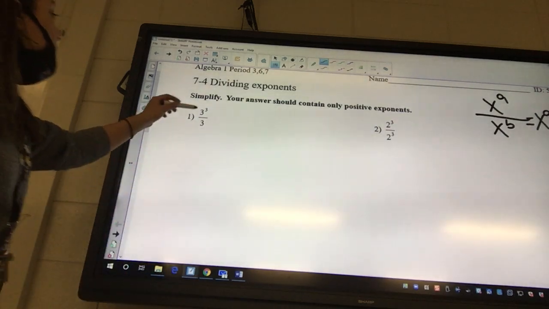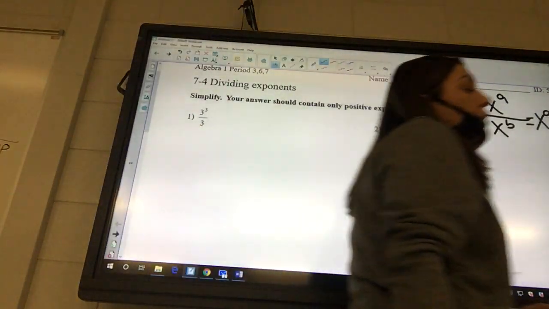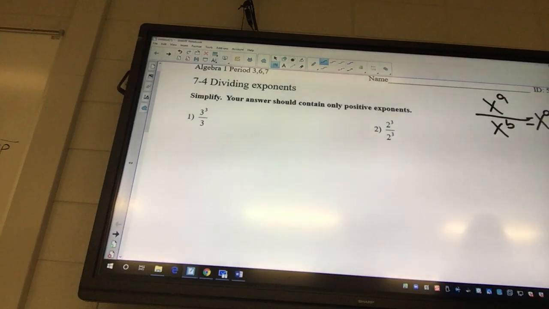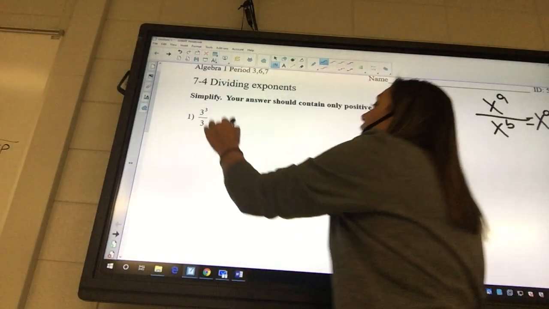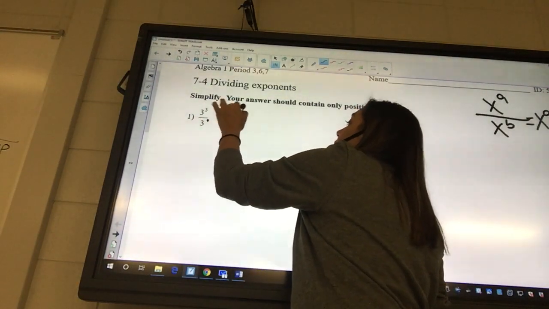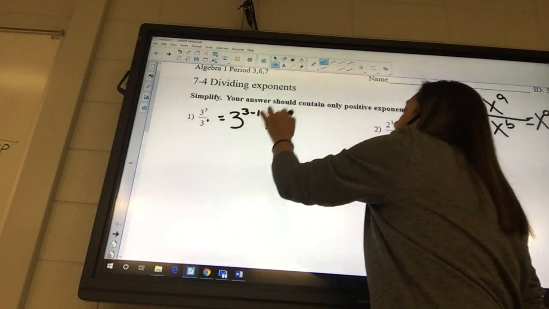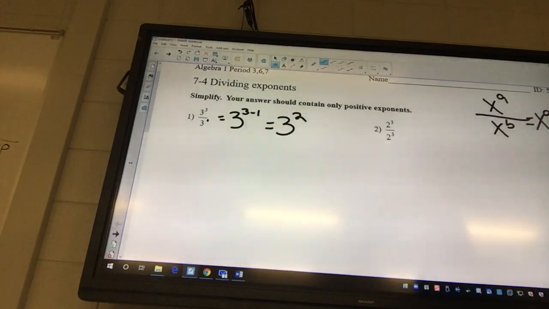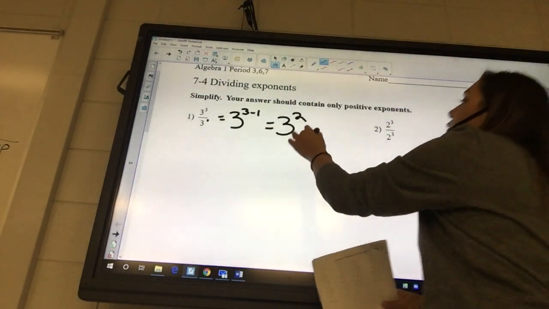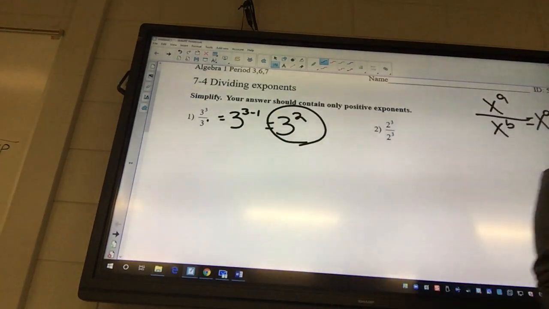So we have 3 to the third over 3 to the what? To the 1. Okay, so it's really going to be 3 to the 3 minus 1, which is what? 2. 3 to the 2. Okay, because it's just numbers, we leave it just like that. We don't need to figure out what 3 squared is. That's not the answer. Okay?